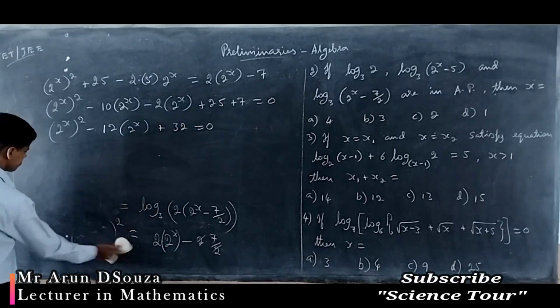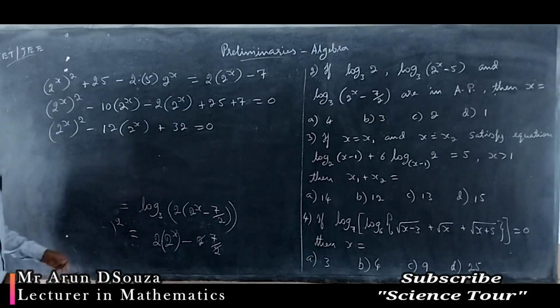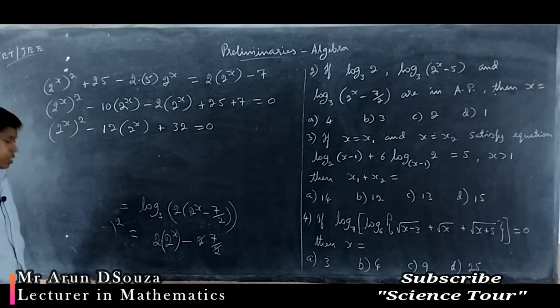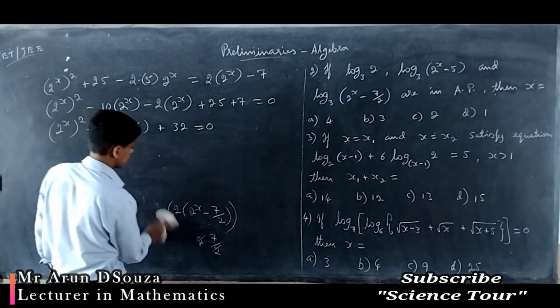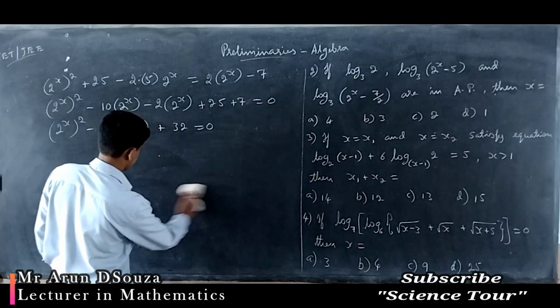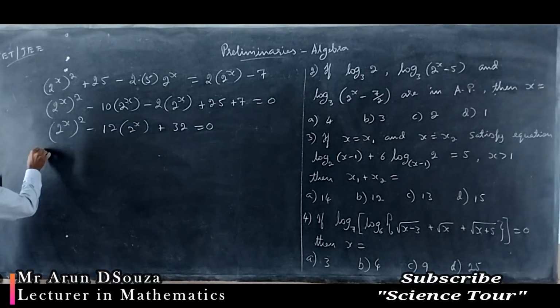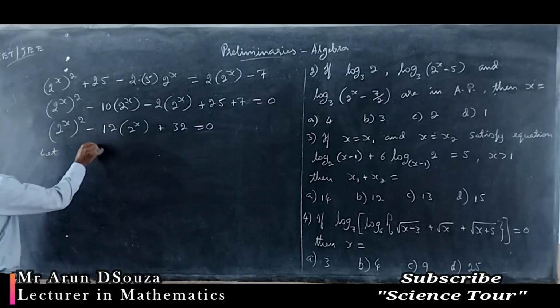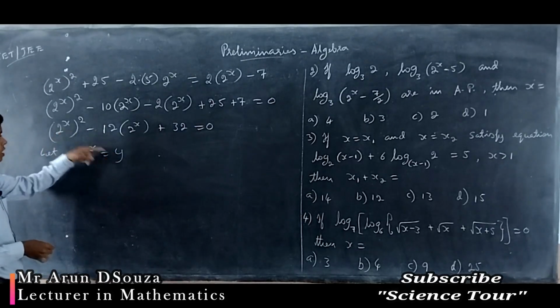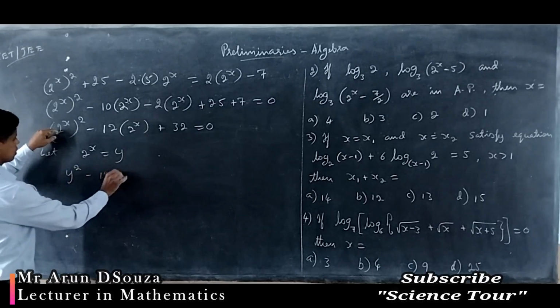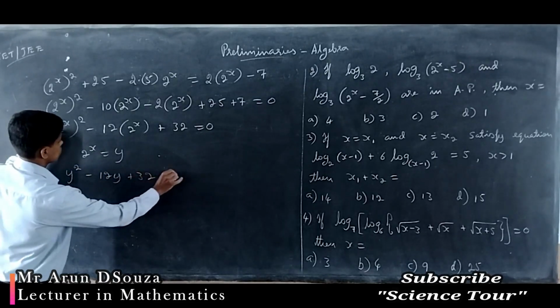Now what did you get here? Do you see it? It's a quadratic equation, correct? So how do you simplify it? A quadratic equation, what you can do is take 2 to the power x is equal to y. So this will be y square minus 12y plus 32 is equal to 0.